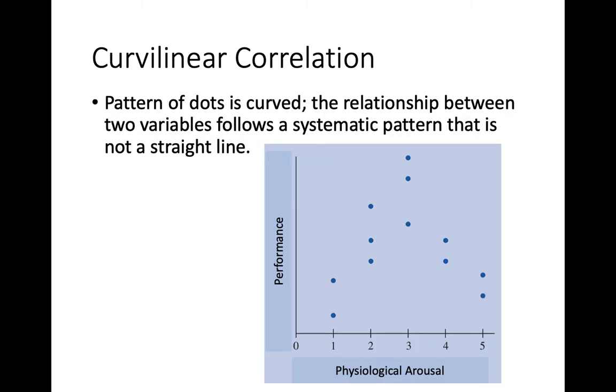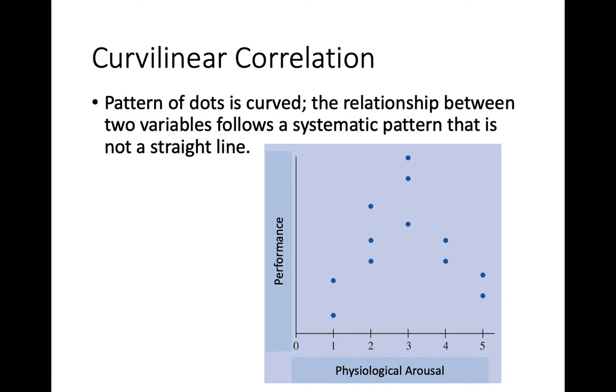And then we also have an example where we can have a curvilinear correlation. Here we've got a curved pattern of dots. So the relationship between the two variables follows a systematic pattern. There's clearly a relationship here, but it's not a straight line.